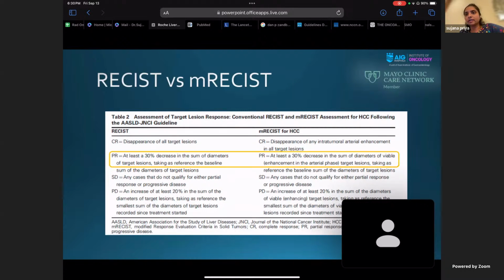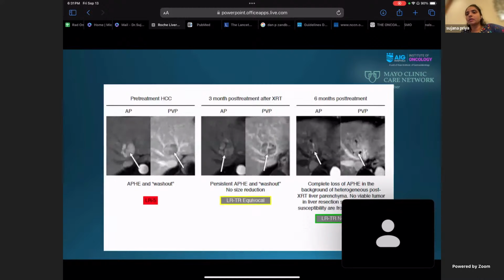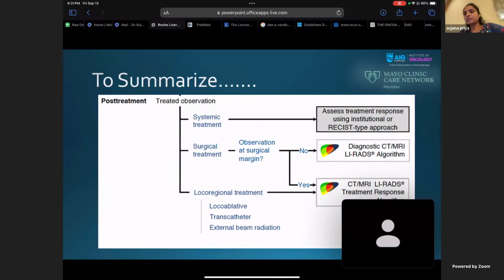Now we look at RECIST versus mRECIST. The typical old conventional technique of RECIST does not apply here. We have to apply something called mRECIST, where you look at the enhancing component rather than the entire size of the lesion. Again, these are ways to clearly identify equivocal, non-viable, and viable tumor. If your radiologist is really good, they'll help you identify which is viable and which is non-viable. To summarize, if you have an observation at the surgical margin, then definitely you need to use the LI-RADS treatment response algorithm. And if the patient is fit for locoregional treatment, go with local ablative, transcatheter, or EBRT.